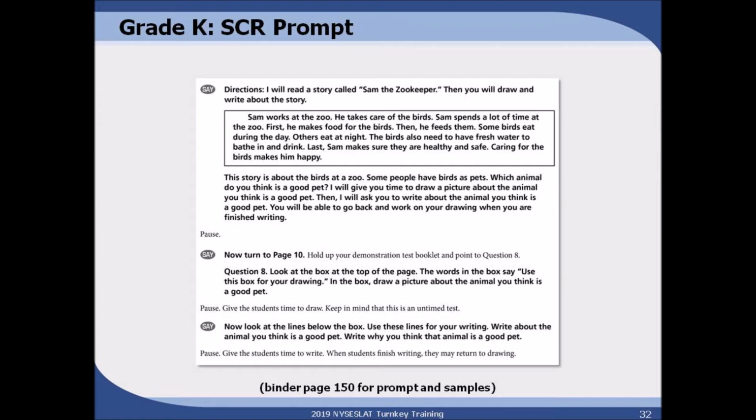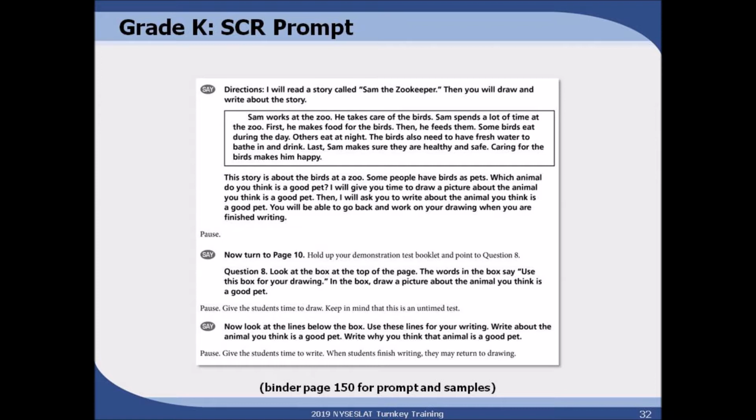Sam works at the zoo. He takes care of the birds. Sam spends a lot of time at the zoo. First, he makes food for the birds. Then he feeds them. Some birds eat during the day. Others eat at night. The birds also need to have fresh water to bathe in and drink. Last, Sam makes sure they are healthy and safe. Caring for the birds makes him happy.